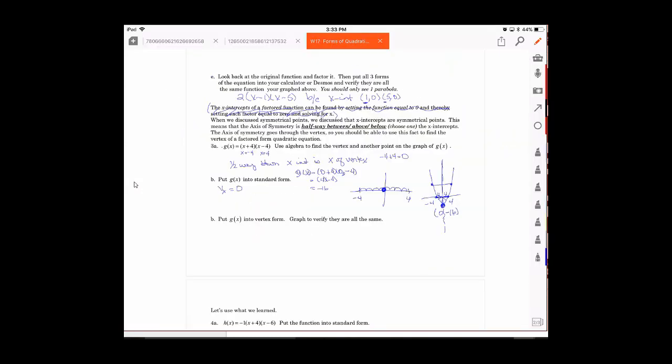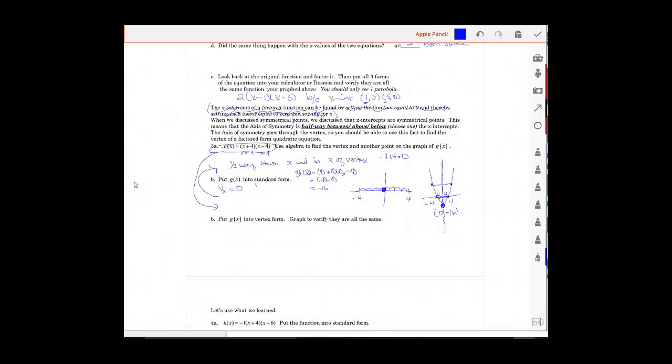So it wants us to put it in standard form. To put it in standard form, we're going to multiply (x plus 4)(x minus 4). x times x is x squared, minus 4x, and then we do the inside one, plus 4x, and the last two are minus 16. And negative 4x and positive 4x cancel each other out, and we're left with y equals x squared minus 16.